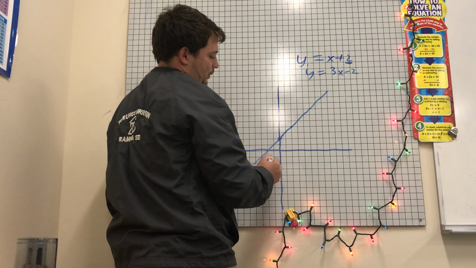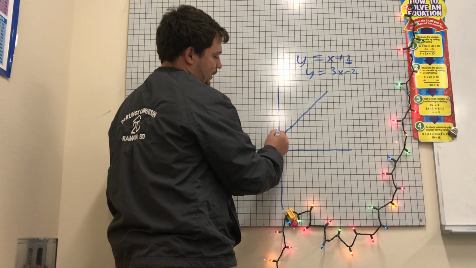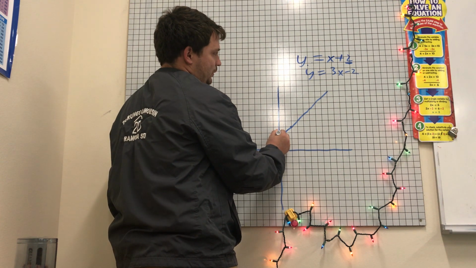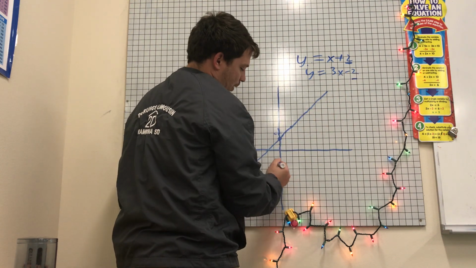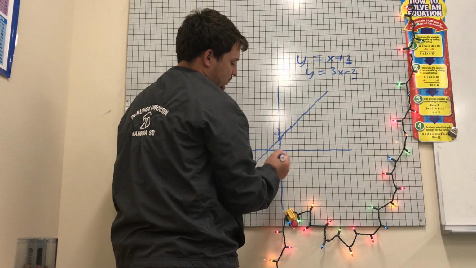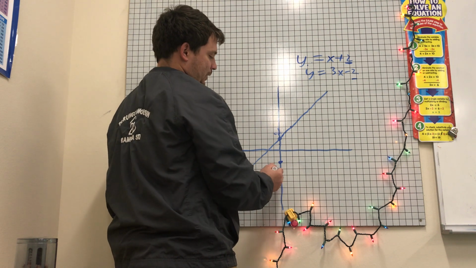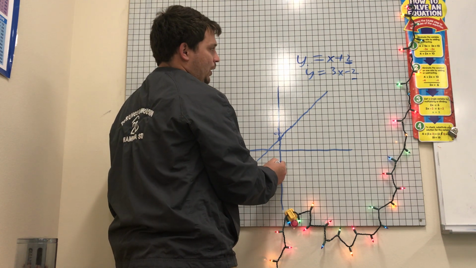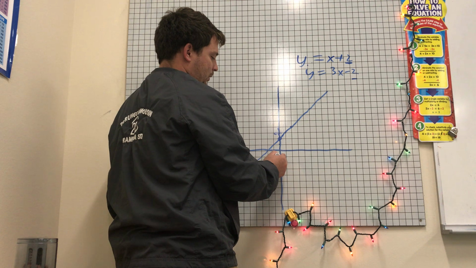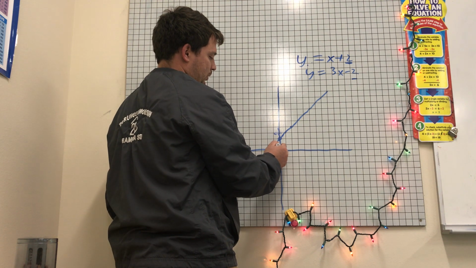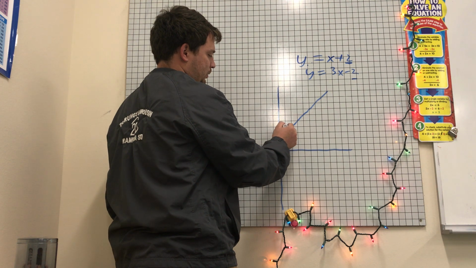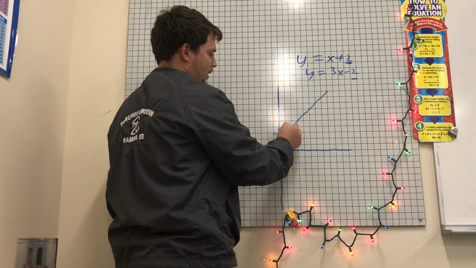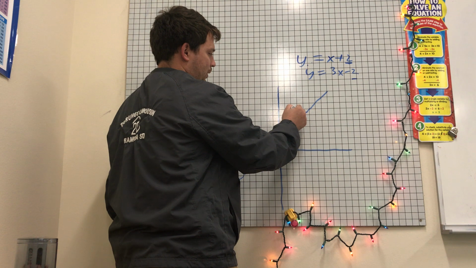Alright, now on the other one, we have positive 3. So we're at 0, wrong number. This number is our y-intercept, which is at negative 2. Okay, so we're at negative 2. Our slope is positive 3: 1, 2, 3 over 1. Up 3, over 1. Up 3, over 1.